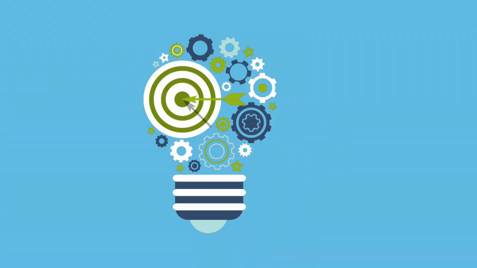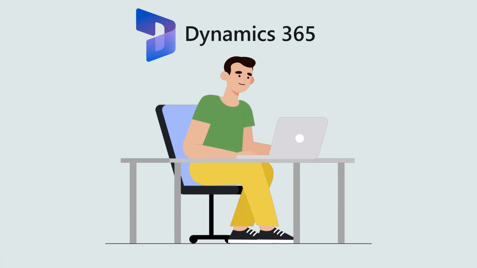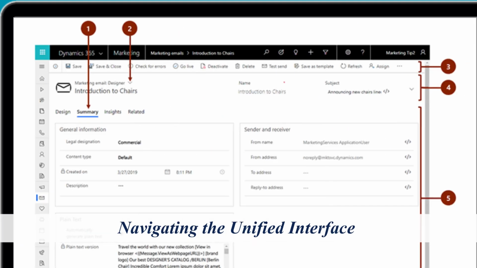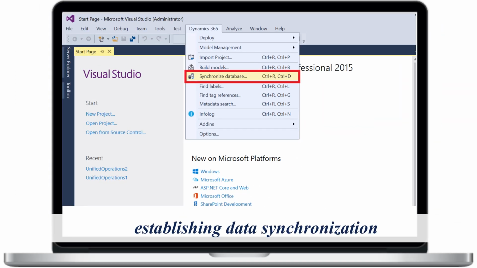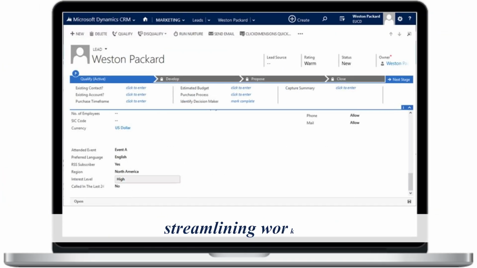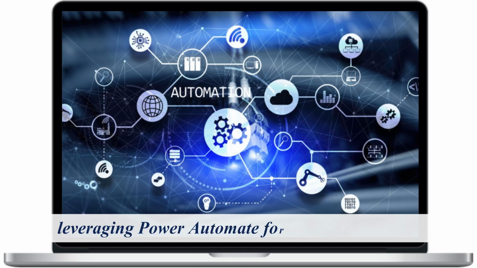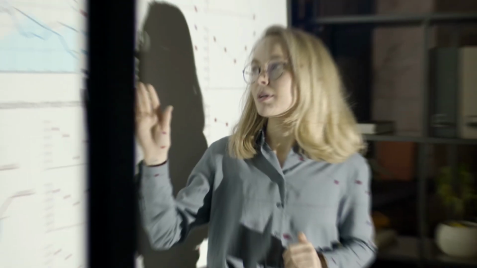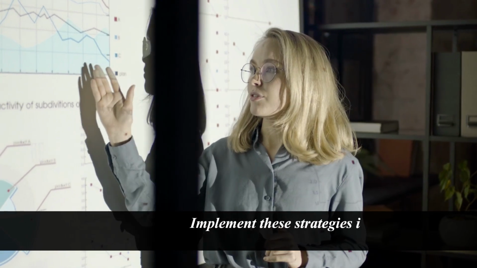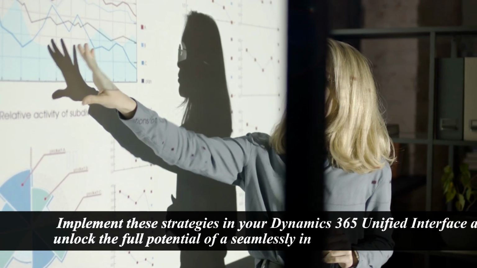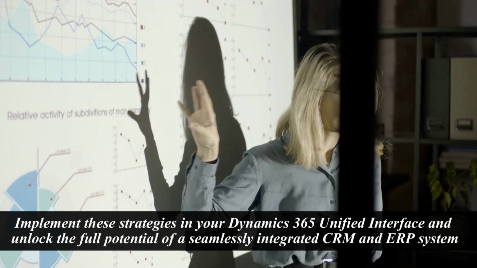In conclusion, using Dynamics 365 to integrate your CRM and ERP systems is about navigating the unified interface, establishing data synchronization, streamlining workflows, utilizing unified customer insights, and leveraging Power Automate for custom integrations. Implement these strategies in your Dynamics 365 unified interface and unlock the full potential of a seamlessly integrated CRM and ERP system.